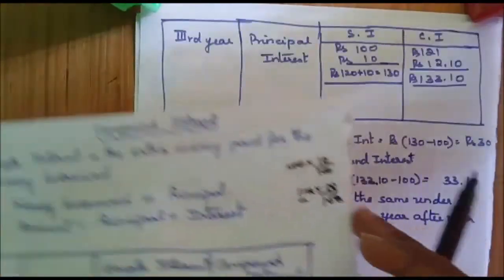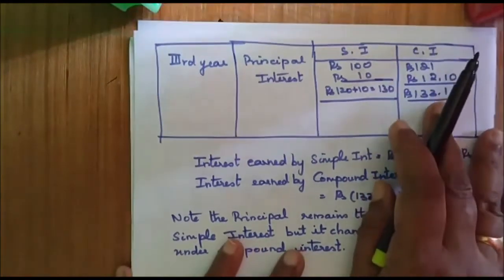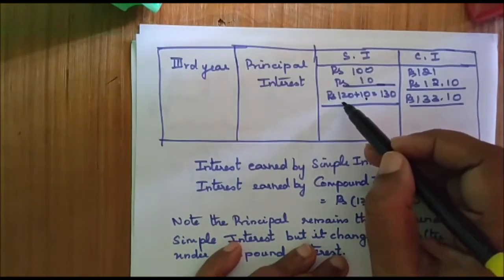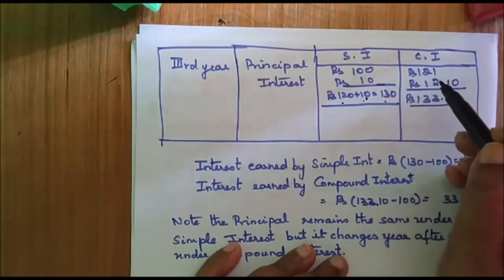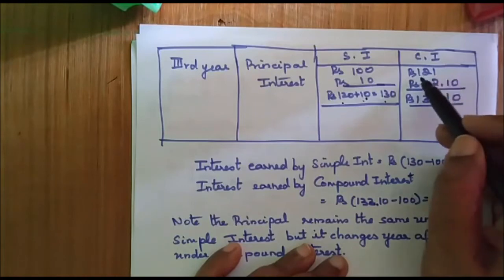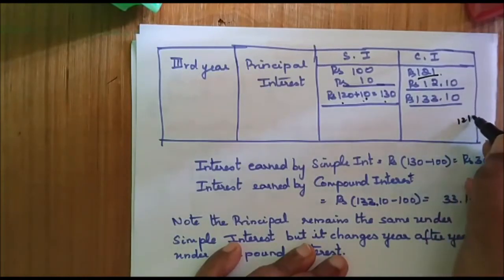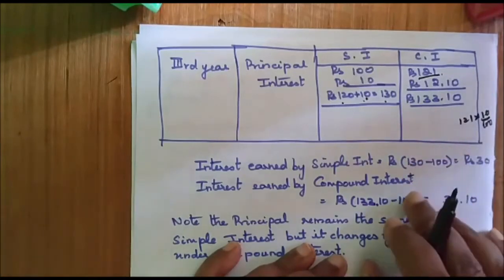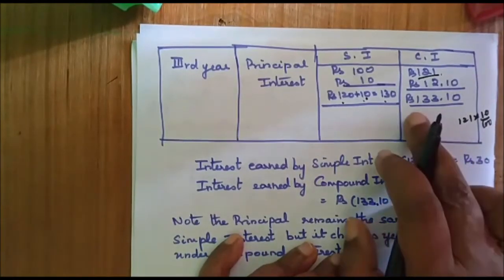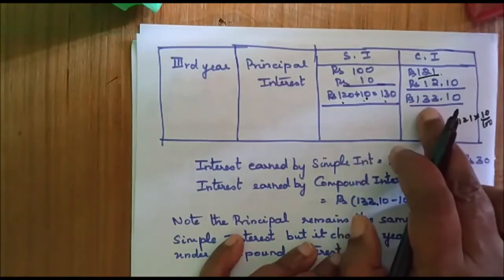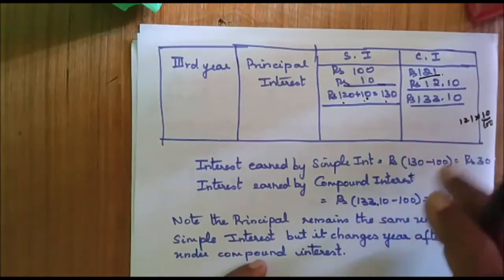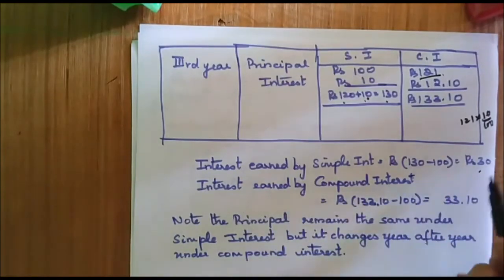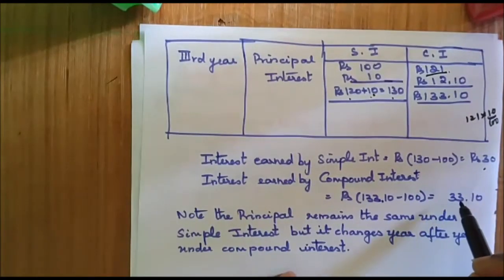Now we will see the end of the third year. At the end of the third year, in the case of simple interest, the interest is 10 rupees, and the amount is 120 plus 10, which equals 130. Whereas in the case of compound interest, the interest is calculated on 121 into 10 by 100, which is nothing but 12 rupees 10 paise. So the amount at the end of the third year is 133.10. So the interest earned by simple interest is 30 rupees, whereas the interest earned by compound interest is 33.10. I hope you understood the difference.